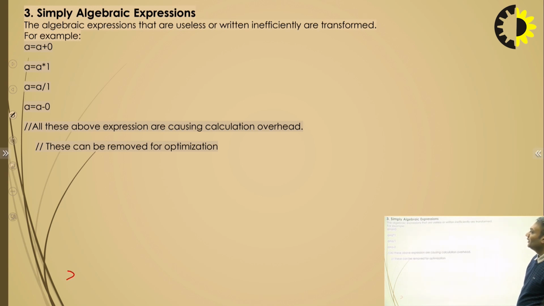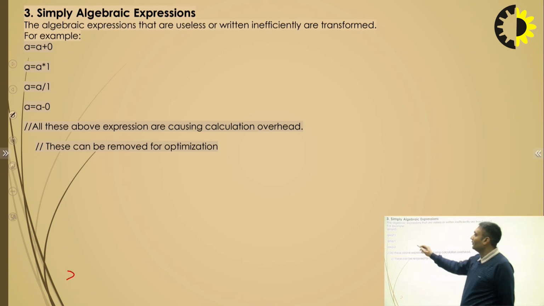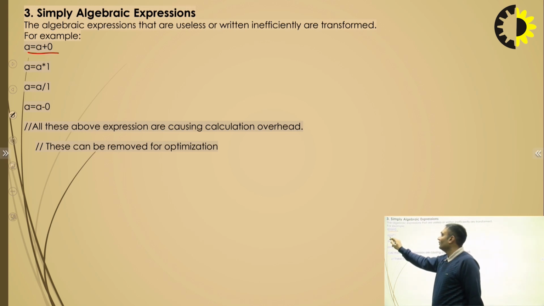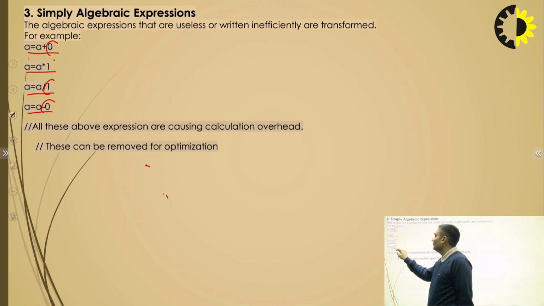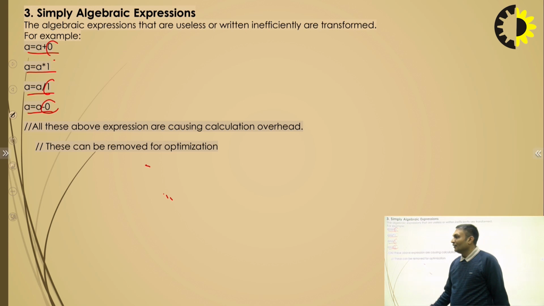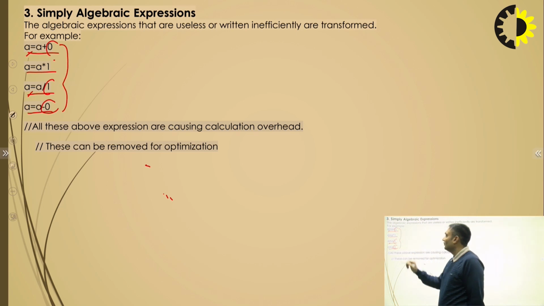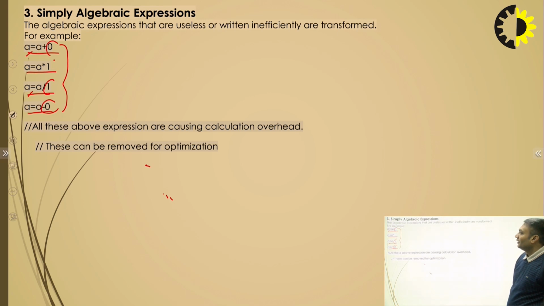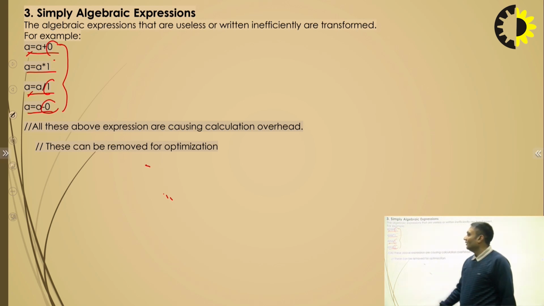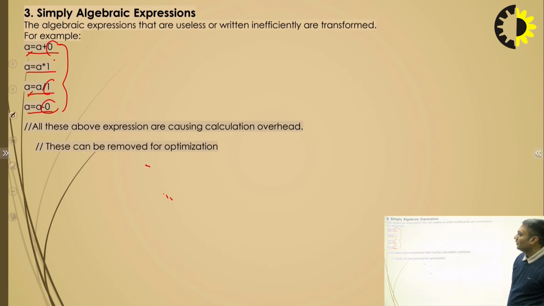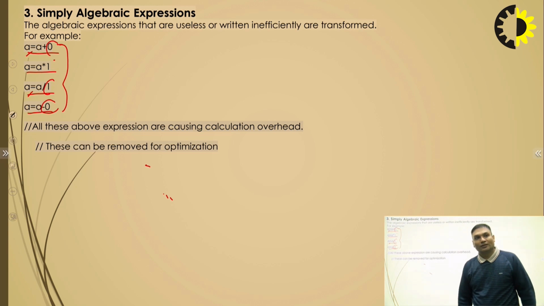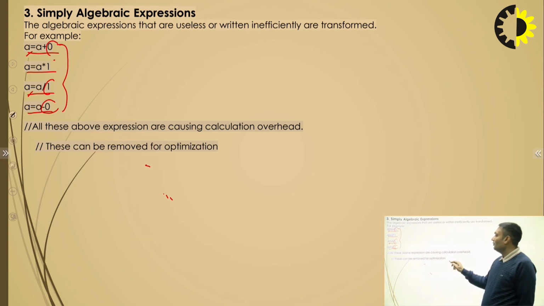Now the next technique is simplifying algebraic expressions. Here a equals a plus 0, here a equals a into 1, here a equals a divided by 1, a equals a minus 0. Adding 0, multiplying by 1, dividing by 1, and subtracting 0 will not affect the value of a. So I will not write these statements in my program. They just unnecessarily consume memory as well as CPU cycles. So these types of statements we will not use; we will just remove or eliminate them from the program.